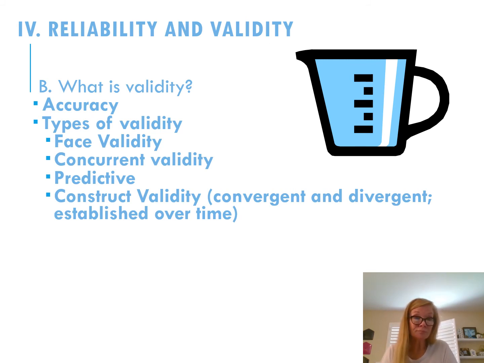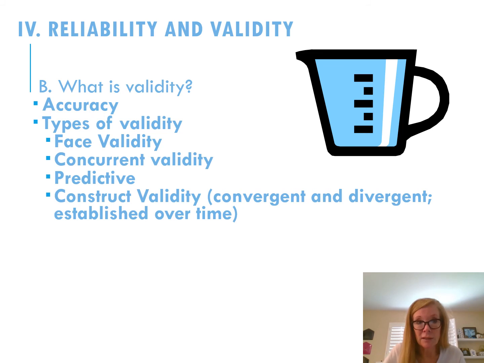The last type of validity is called construct validity, and this one requires a little bit more explanation. Construct validity is a type of validity that attempts to establish the truth value of your measure through two subforms of validity known as convergent and divergent validity. Construct validity is established over a long period of time through use of convergent and divergent validity.